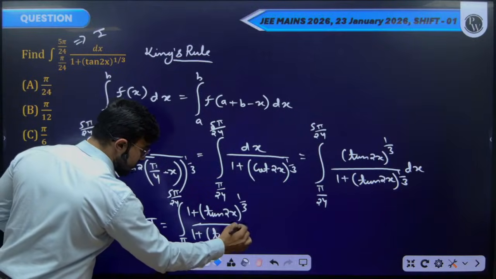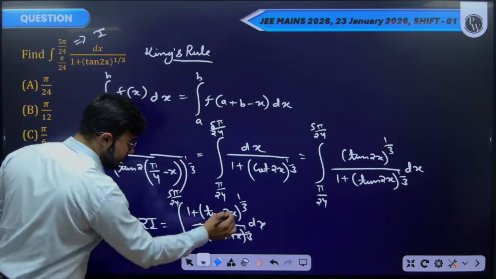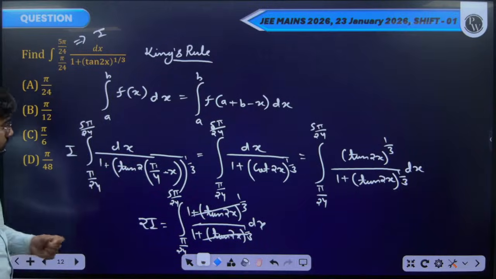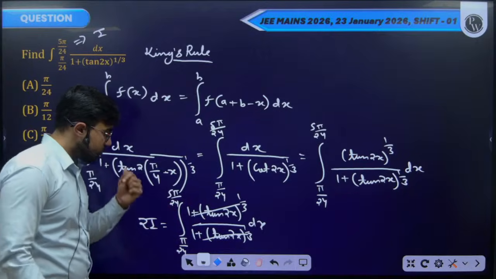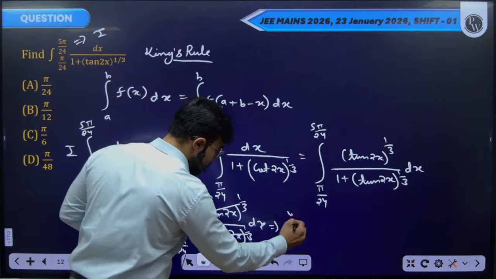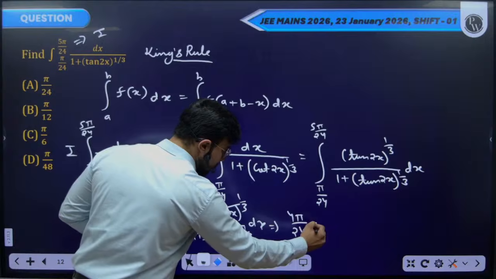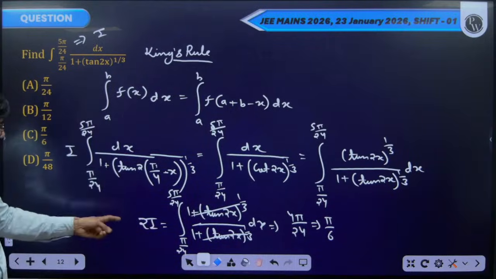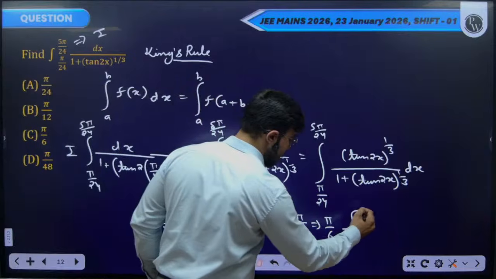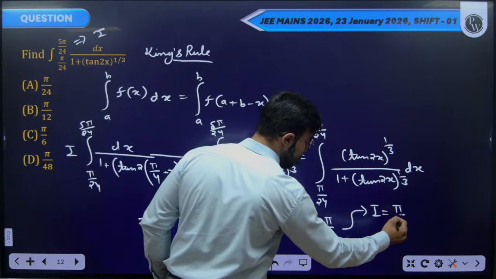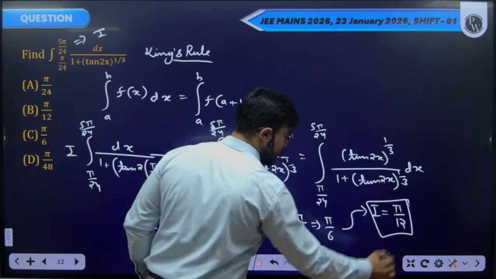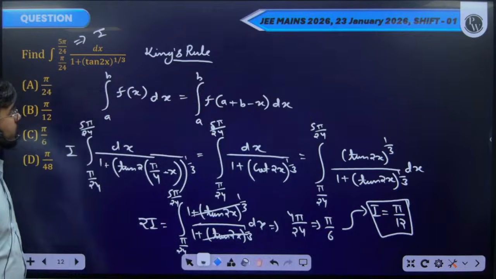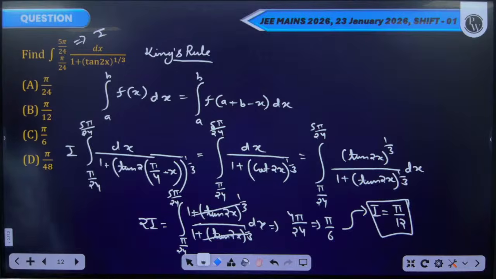So the answer is the upper limit minus the lower limit. 5 pi by 24 minus pi by 24 is 4 pi by 24, so 4 pi by 24 is pi by 6. Now divided by 2, so the value of I is pi by 12. This one is easy, a direct application of King's rule. Pi by 12 is your answer, B option, right?